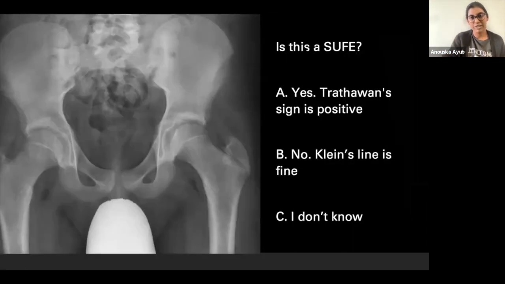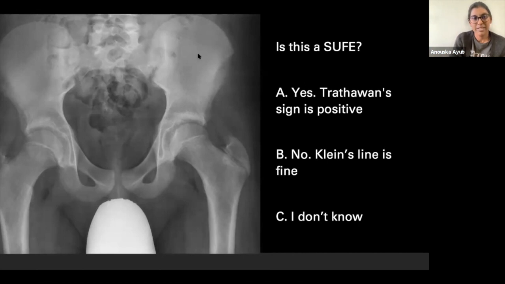So the next question is this. Let's look at SUFIs a tiny bit more. So is this a SUFI? Oh, there's my poll, pops up right in the middle. So is this a SUFI? Yes, Trethowan's sign is positive. No, Klein's line is totally fine. Or I don't know.